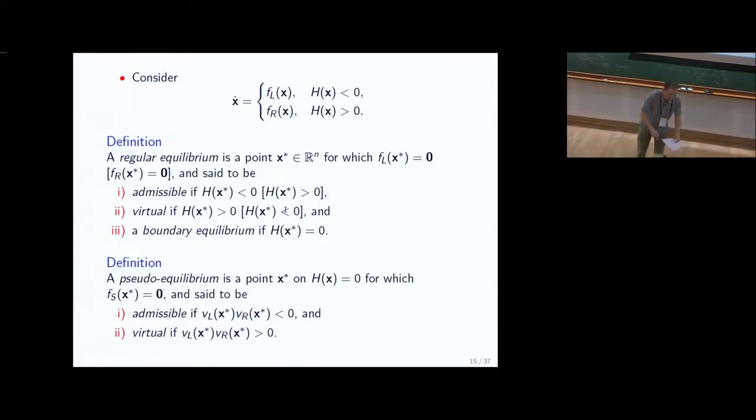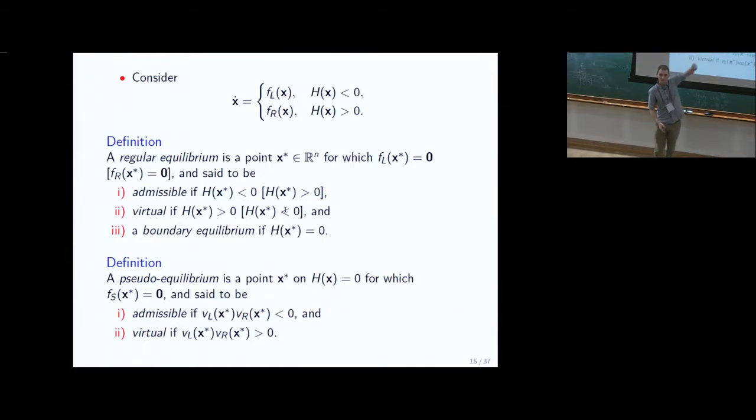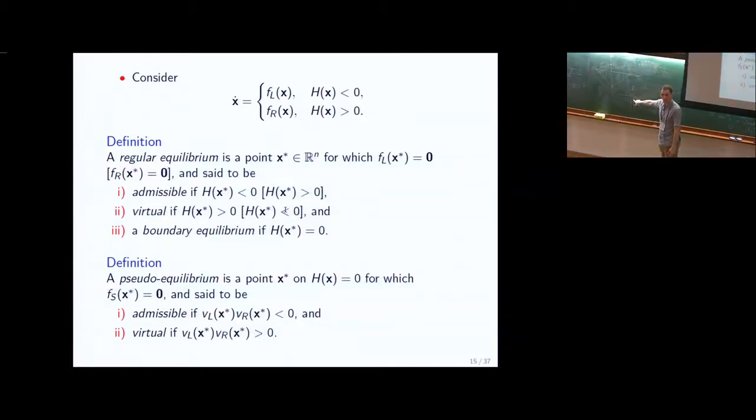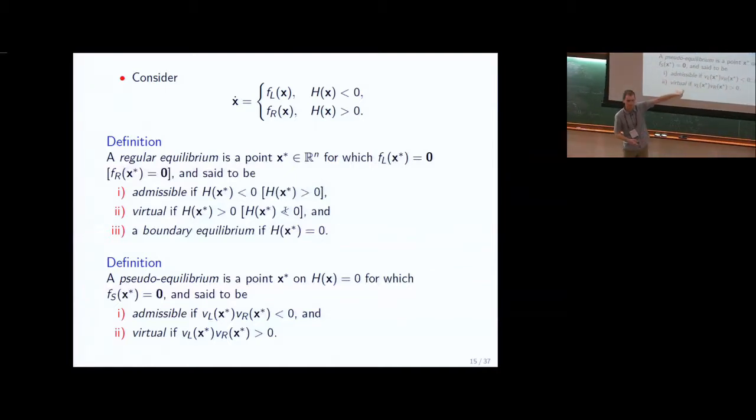A pseudo-equilibrium is any point that satisfies this equation. Usually, a pseudo-equilibrium is an isolated point, just like a regular equilibrium is usually just an isolated point. But you can imagine a line of equilibria, just like Victor has a line of fixed points in degenerate bifurcations. A pseudo-equilibrium is admissible if it belongs to a sliding region, and it's virtual if it belongs to a crossing region.